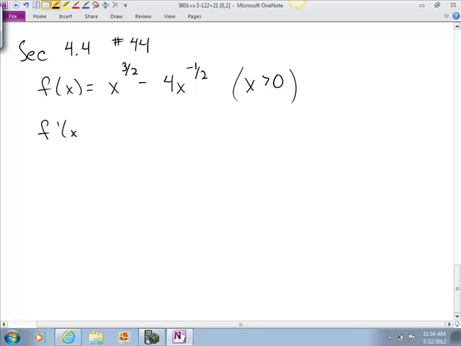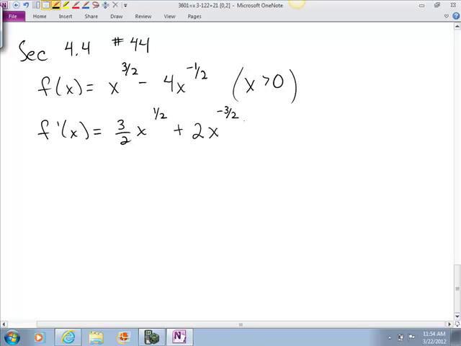F prime of x is going to be equal to 3/2 x to the 3/2 minus 1, which is 1/2. Minus, actually, it's going to become a plus, and this will be 1/2 times 4, so that's going to be 2x to the negative 3/2.